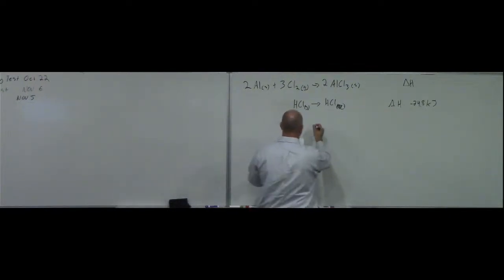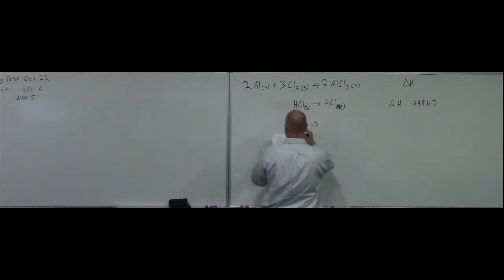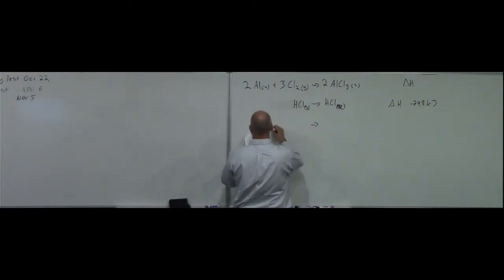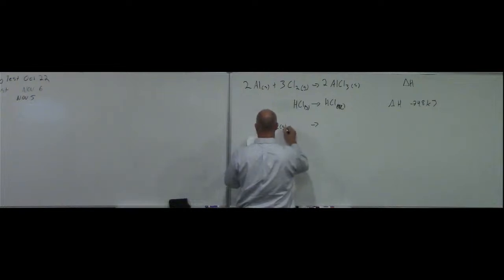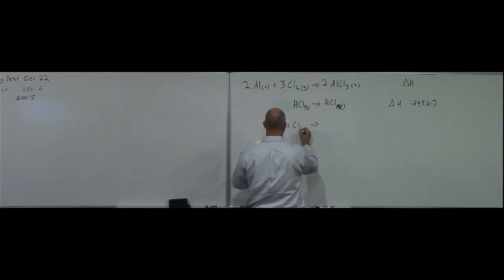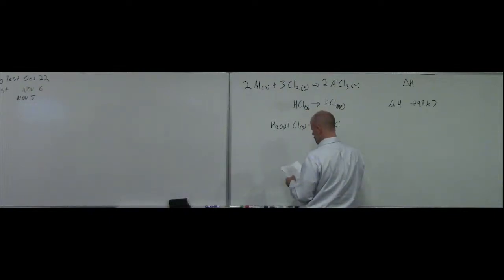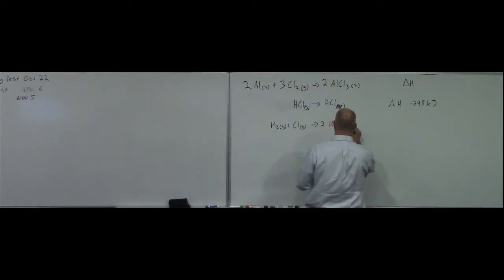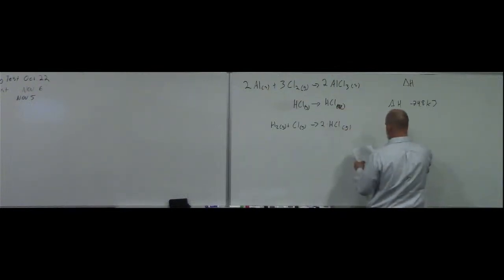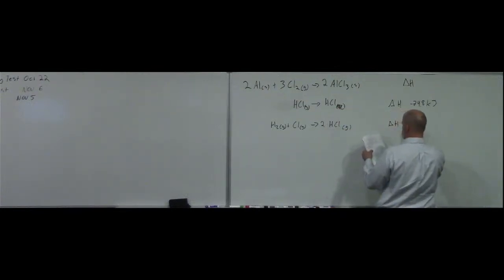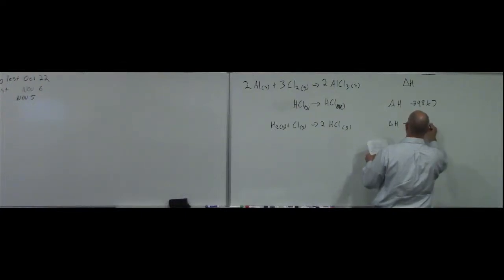Our next step is hydrogen gas combining with chlorine gas to form 2 moles of HCl. I say solid, I don't mean solid, I mean gaseous, sorry. And the delta H on this is also exothermic. It is negative 185 kilojoules.